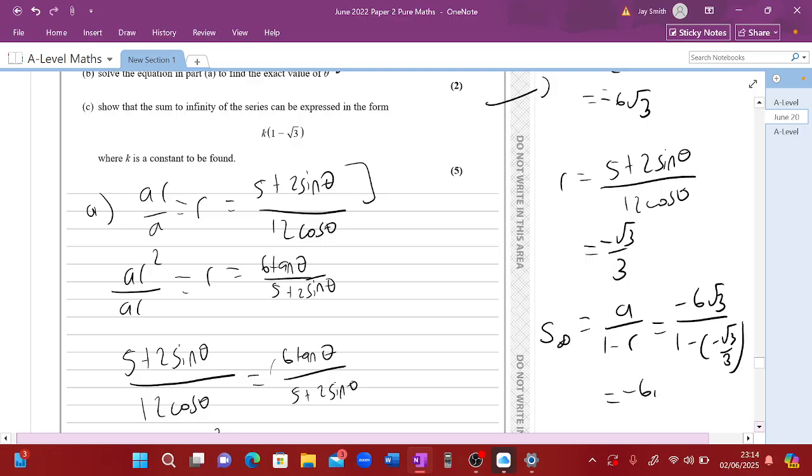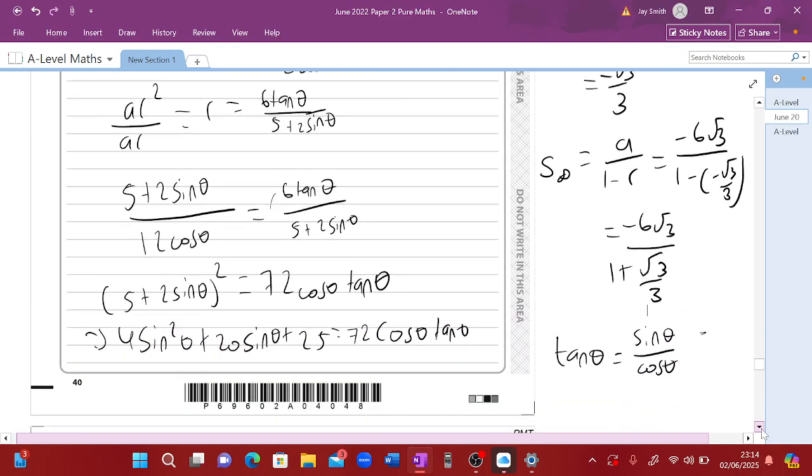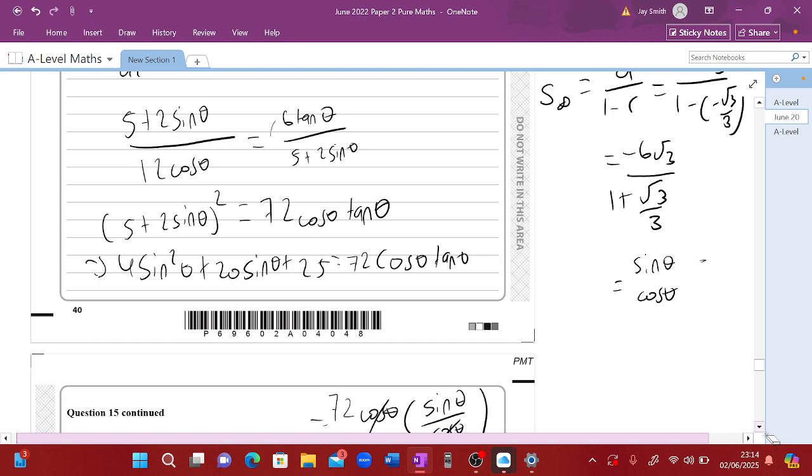So then that's a minus 6 root 3. And then I'm going to simplify the bottom bit. So it's going to be then 1 minus, minus is adding, 1 add root 3 over 3. Okay, let's get rid of this bit here. Then I'm going to make this as one fraction so I can clearly see what's going on. So it's going to be minus 6 root 3, then 1 add root 3 over 3. Well, that's going to be 3 add root 3, right, for times 3 here, to then get a denominator of 3.